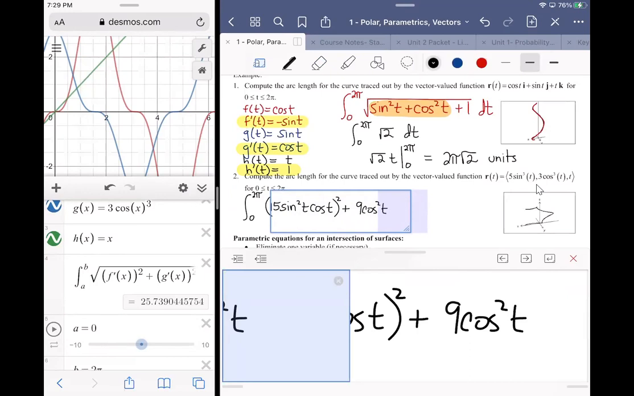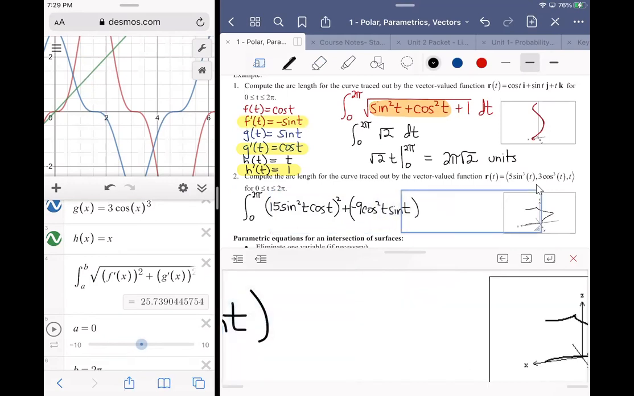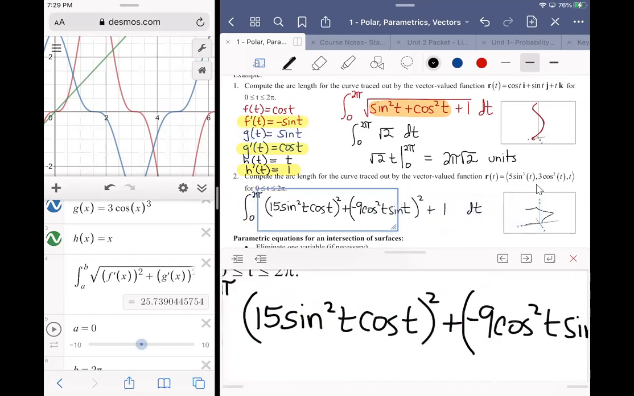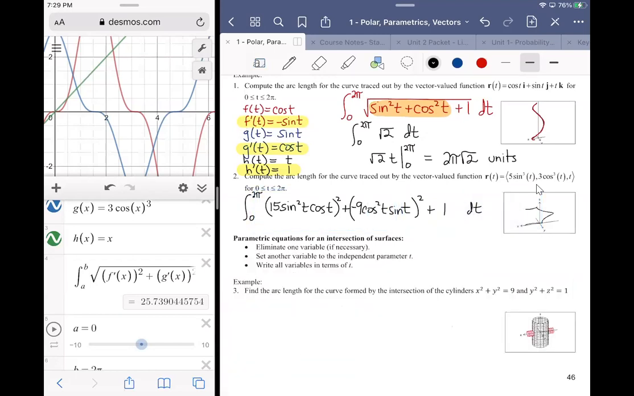But I'm going to flip it in front, sine t, that quantity squared, plus 1 squared, which is just a 1, pop the dt here, and then get my radical through in here. Poor quality radical. And there we go. All right, so this ends up being approximately 25.7 units.